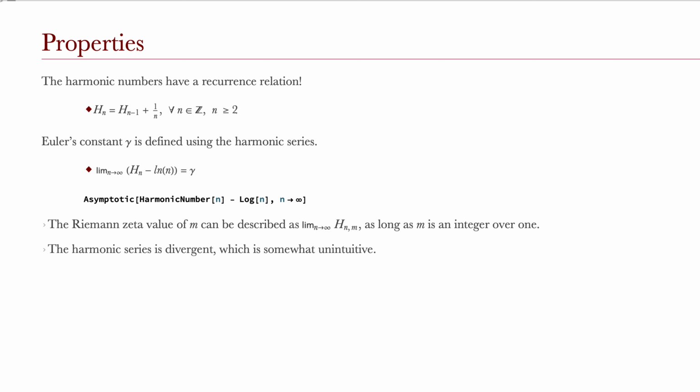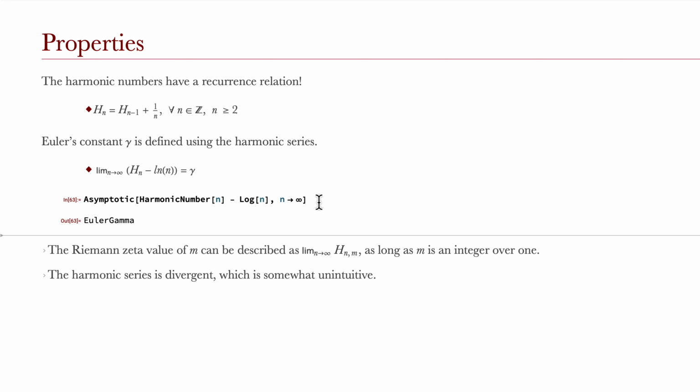Along with that, Euler's constant gamma is defined using the harmonic series. According to Knuth's book, Concrete Mathematics, the definition can go: the limit as n grows without bounds of h sub n minus the natural log of n is equal to gamma. We can show this within the Wolfram Language using its Asymptotic function, taking the asymptotic of the harmonic number n minus log of n as n grows without bounds. And if we evaluate this, it comes out to be Euler's gamma, as we thought.